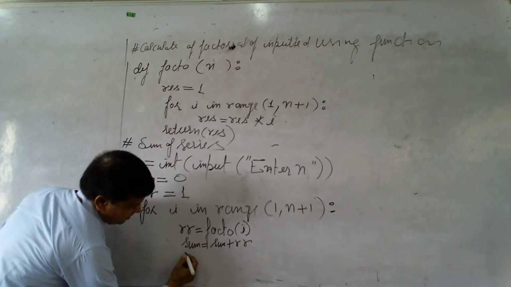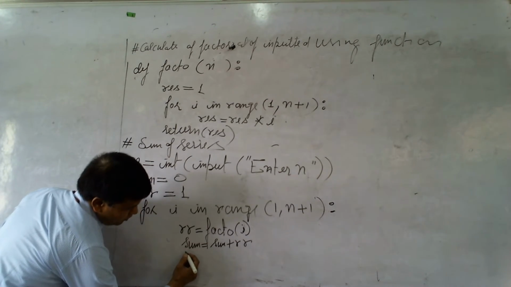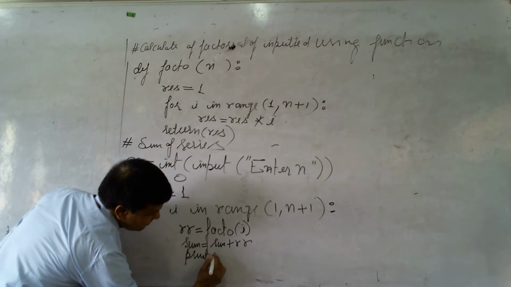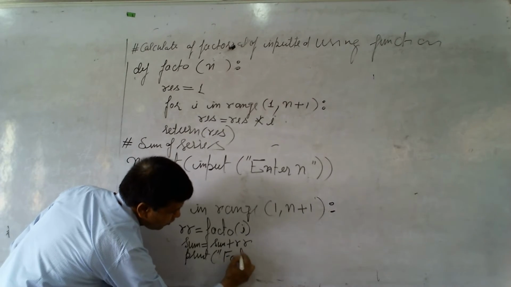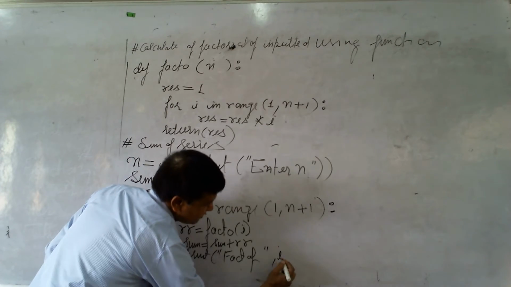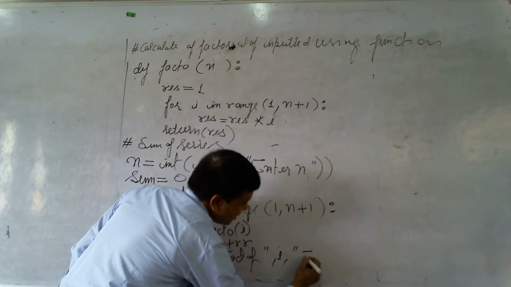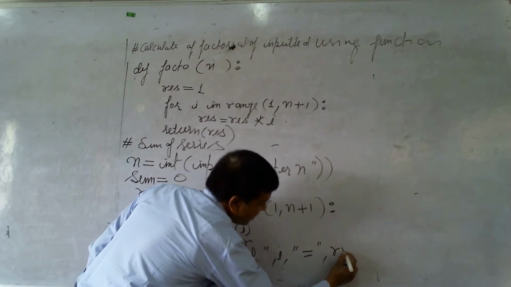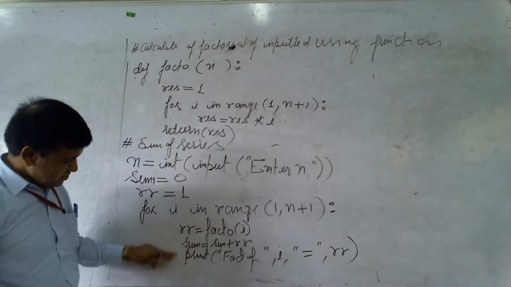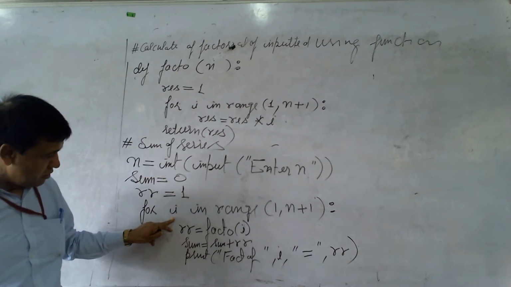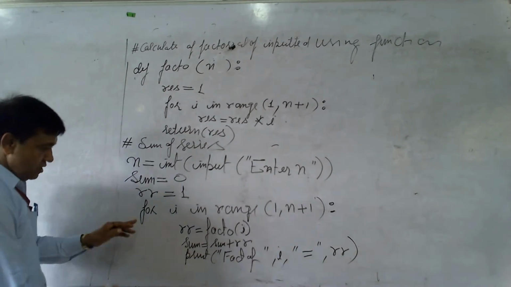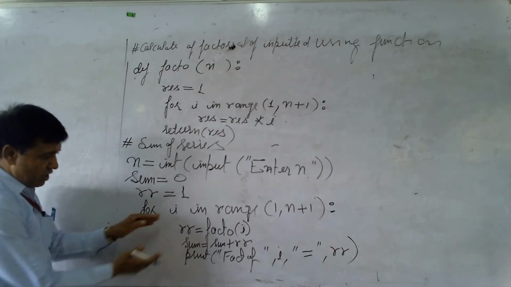And another statement I am using here to display the result of factorial. This is print factor of i comma equal to comma rr. This variable contains the factorial. Fine. These three statements I am writing under this for block, and if I want to print the sum of the series, then I will write this statement outside this for block.